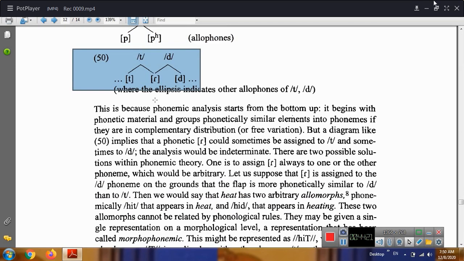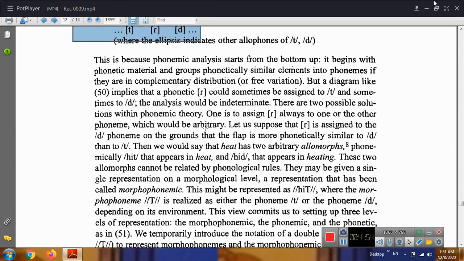But here the problem is with this diagram. We don't have a problem with this T and D, but we have a problem with such a flap, which is related to T and D at the same time. In phonemic analysis, we say that one allophone is related to one phoneme, not one allophone related to two phonemes. It is not common in this theory, and it couldn't solve this problem.